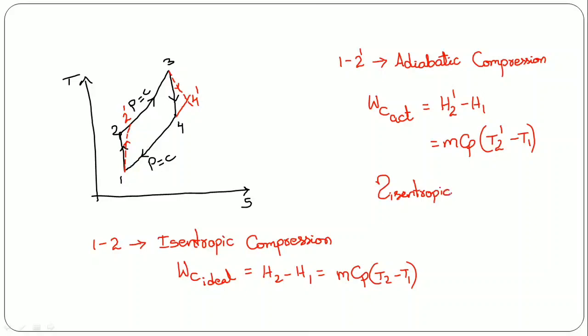So isentropic efficiency of the compressor will be the work input that is required during an ideal process by WC actual. So you may get a doubt here, sir, usually we should write actual by ideal. Why are we writing ideal by actual in this particular case? See here, try to understand carefully. Compressor is a work consuming device.